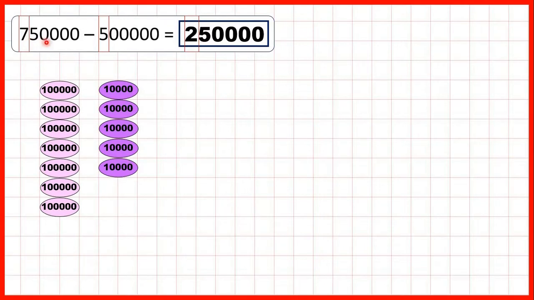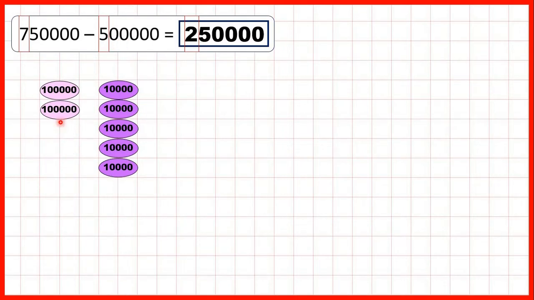Then we had 750,000, and we were subtracting 500,000. If we take away 5 of our 100,000 counters, we now have 2 100,000 counters, and we still have our 5 10,000 counters. So that's why our answer is 250,000.